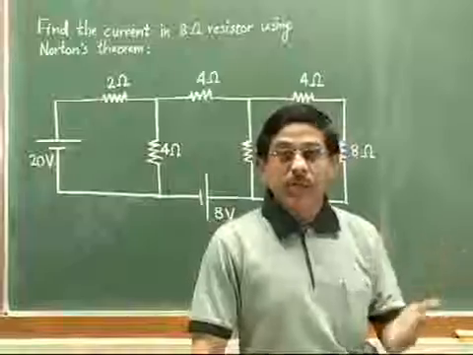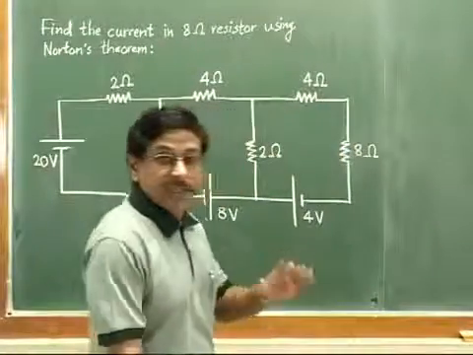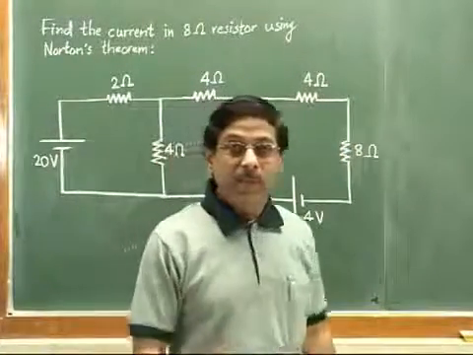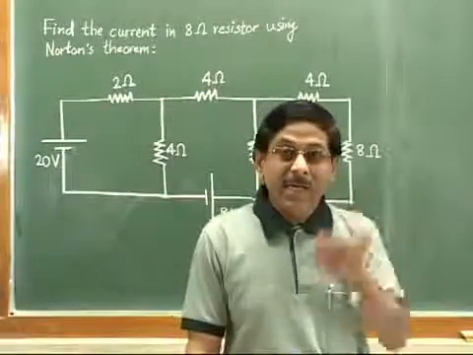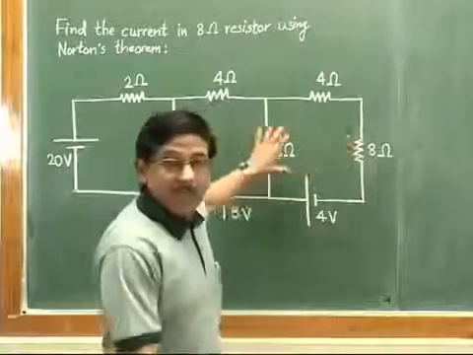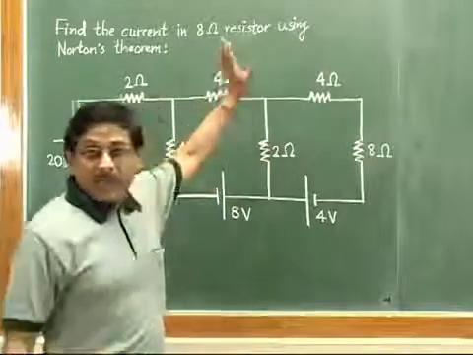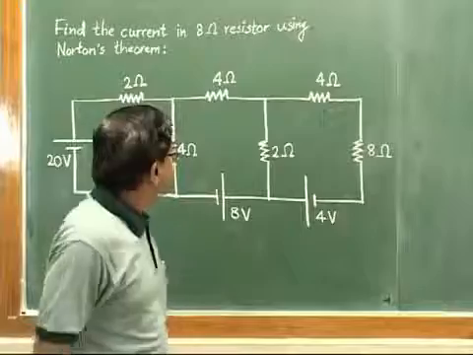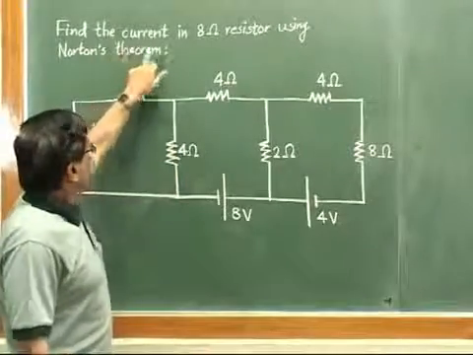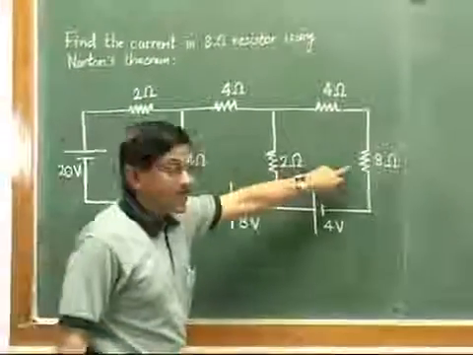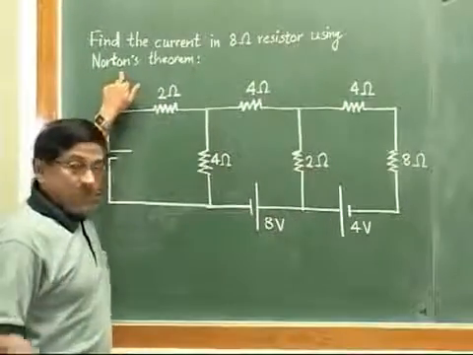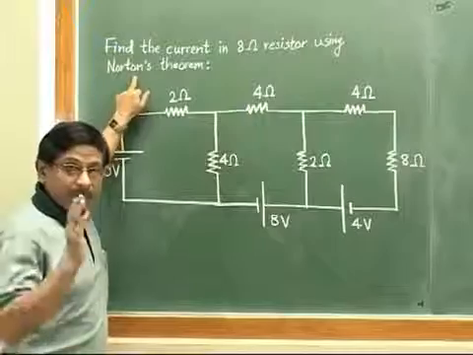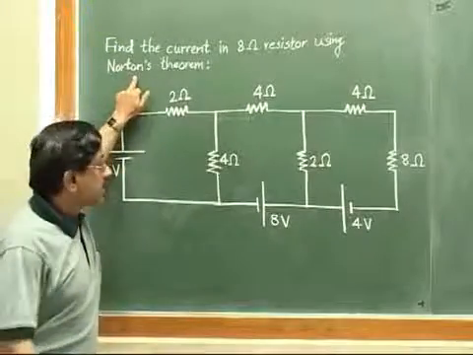So let us move to Norton's theorem. Again we have taken the same problem which we had taken for Thevenin's theorem. The same circuit, but the problem statement is changed. The problem statement is: find the current in the 8 ohm resistor using Norton's theorem. Please see the earlier video on Thevenin's theorem.